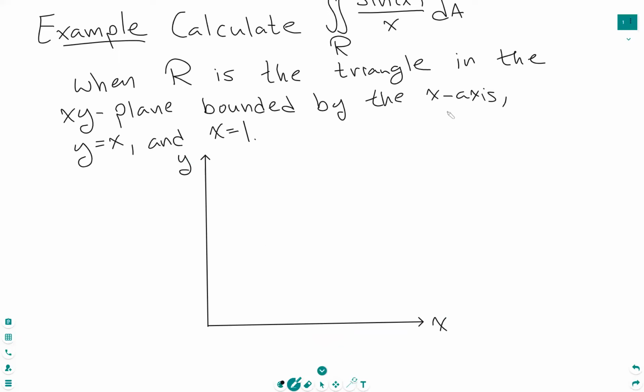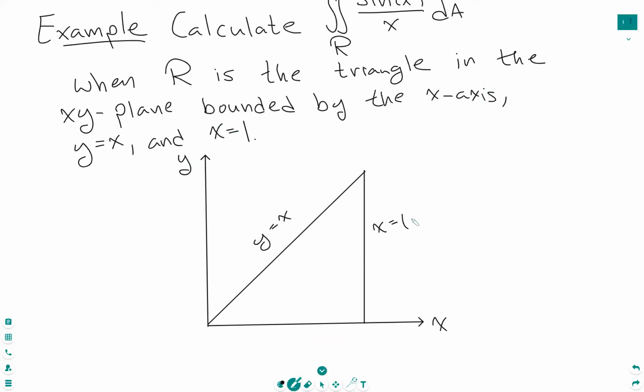And then I have the x-axis here. And then I have the line y is equal to x. We have some 45-degree angle, like that. And then we have the line x equals 1, so maybe somewhere out here. Okay, and this is our region R. This is the region that we're integrating over.